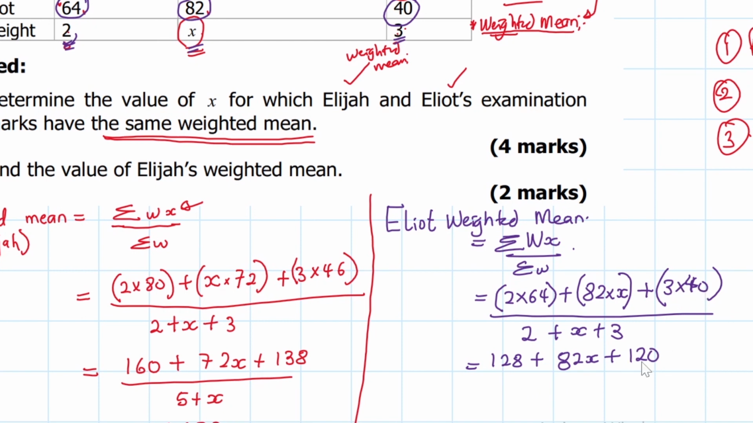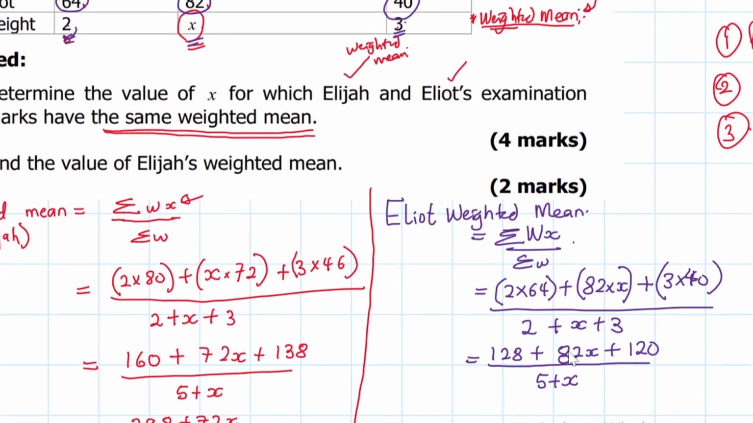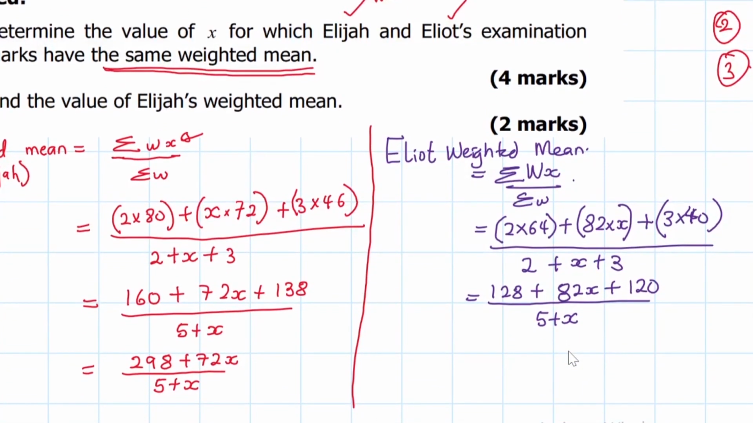120 is 3 times 40, which is 120. Divide that by 5 plus x. From there, the whole thing is going to become 200. When we add the 2, it's going to be 248 plus 82x, divided by 5 plus x.